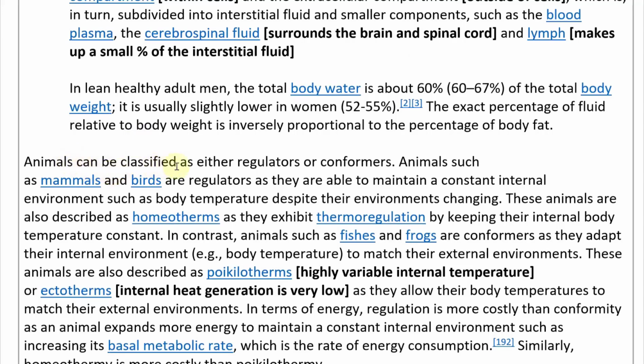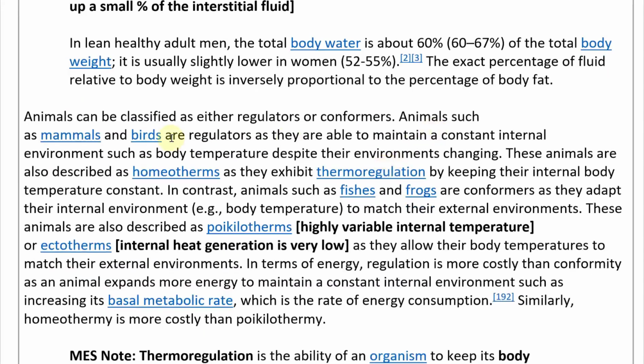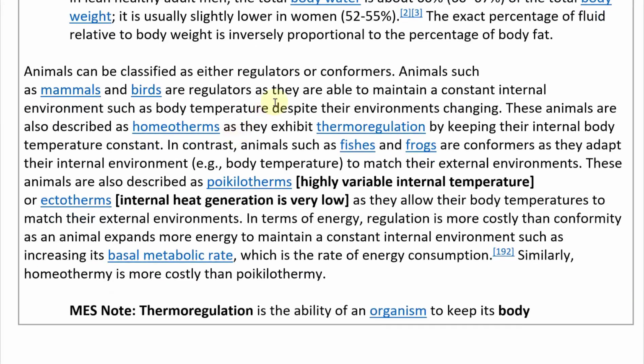So animals can be classified as either regulators or conformers. Animals such as mammals and birds are regulators as they are able to maintain a constant internal environment, such as body temperature, despite their environments changing. These animals are also described as homeotherms. See the pronunciation here. Homeotherms, as they exhibit thermoregulation by keeping their internal body temperature constant.